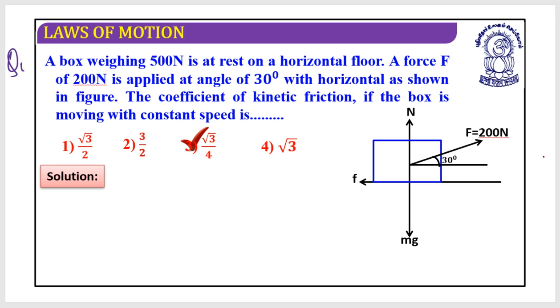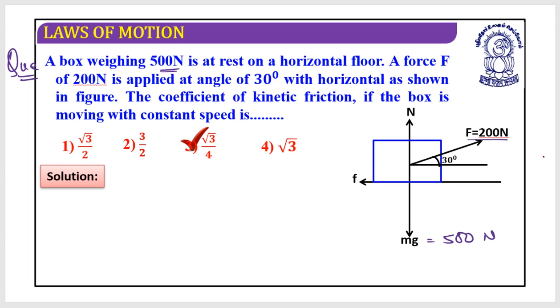What does it say? A very good question. It says a box weighing 500 Newton, so this mg is 500 Newton, is at rest on a horizontal floor. A force F, which is 200 Newton, is applied at an angle of 30 degrees with the horizontal as shown in the figure. Find the coefficient of kinetic friction if the box is moving with constant speed.